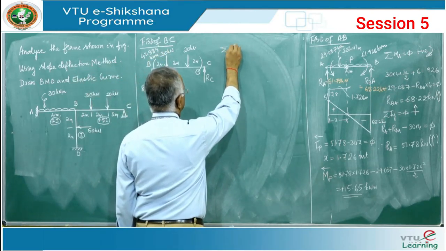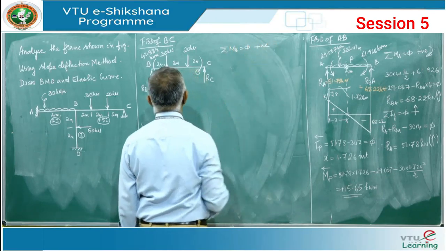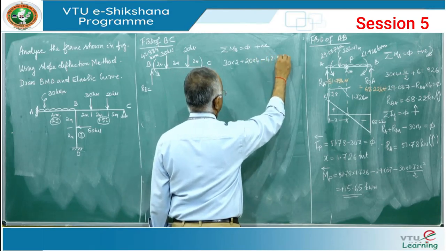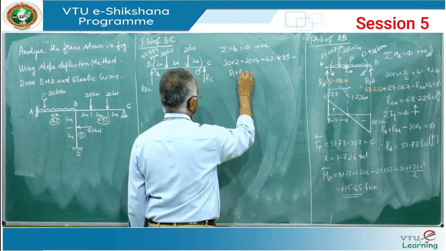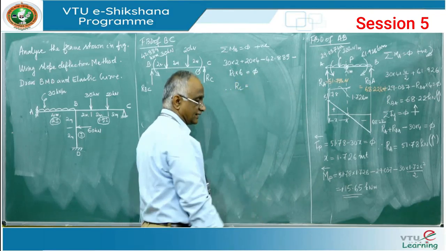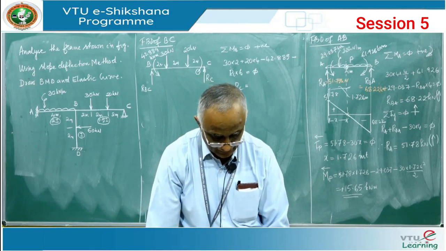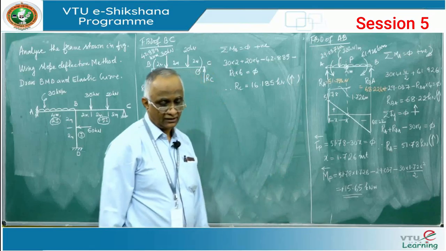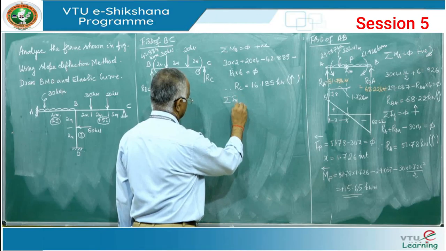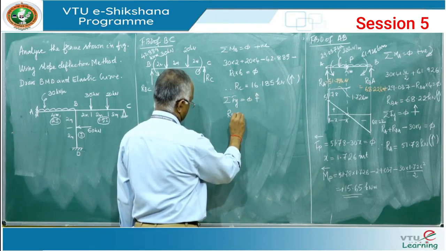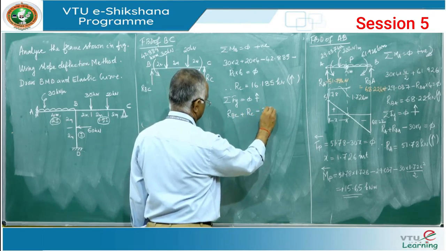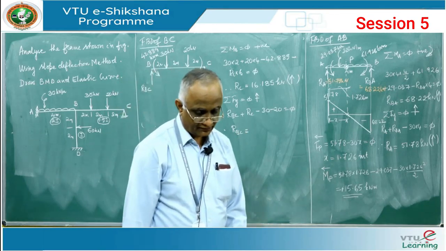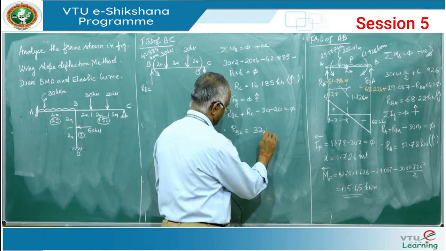Same principle, take moment about B and equate it to 0, positive for clockwise: 30 into 2 plus 20 into 4 minus 42.889 minus RC into 6 equal to 0. You can do the calculation, the RC value is equal to 16.185, of course acting upwards. Use the other equation, sigma of Fy equal to 0: RBC plus RC minus 30 minus 20 equal to 0. RBC in total is 50 minus 16.185, it is 33.815.